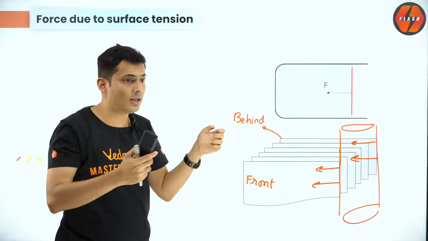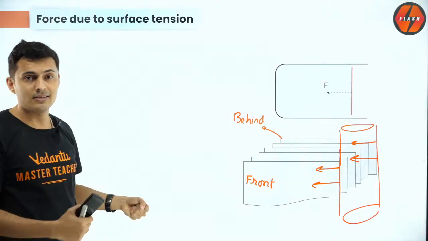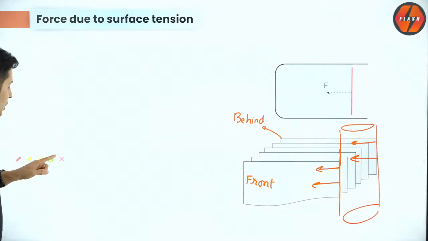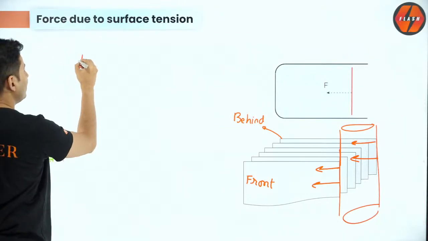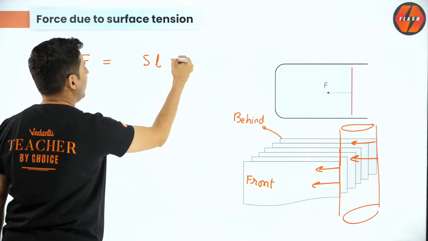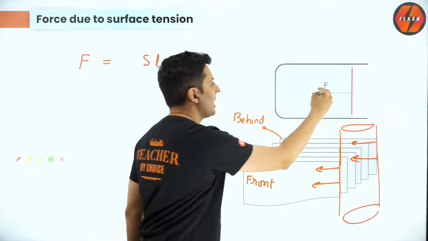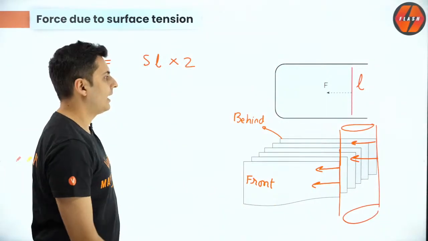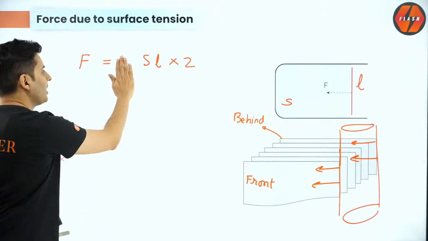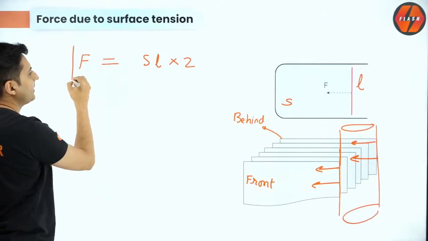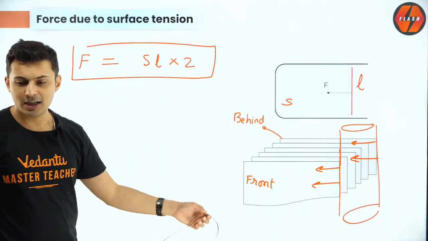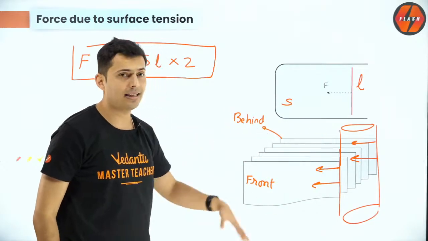So I hope you are able to visualize that there will be forces from 2 sides, one from the front side, one from the side behind it. Because of which this force is actually S into L, but 2 times, where L is the length of the rod and S is the surface tension of the fluid. That is something which you should understand. So the moment you understand why that 2 has come, that's it. We are done about this problem. Understood, everyone? I hope this is clear why 2SL has come.